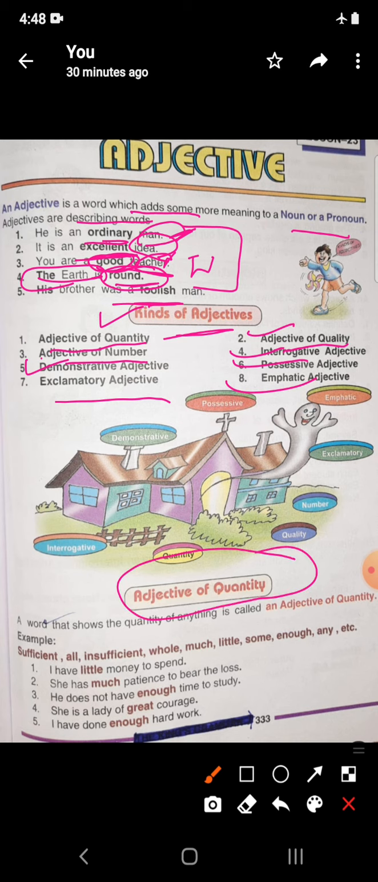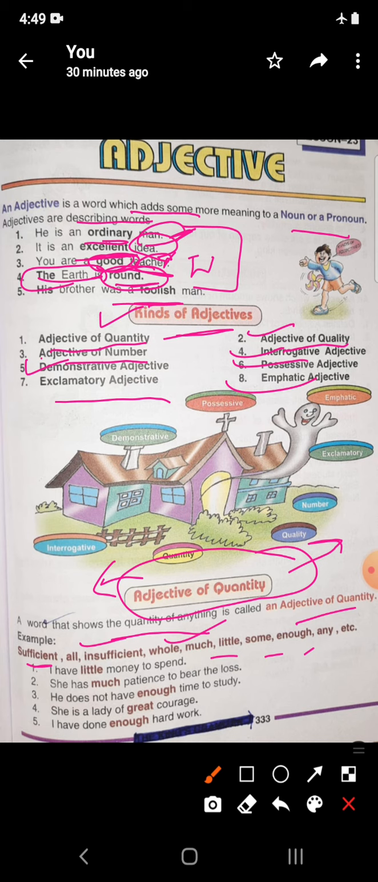First of all, the adjective we are going to discuss here is adjective of quantity. As I told earlier, it is the adjective that talks about the quantity of a thing. A word that shows the quantity of a thing is called adjectives of quantity. For example, the words sufficient, all, insufficient, whole, much, little, some, enough, any. These words can be used as adjectives of quantity. And adjectives of quantity are always used with those nouns which cannot be counted, which can be weighed or measured.